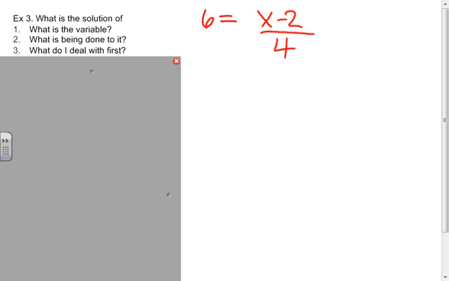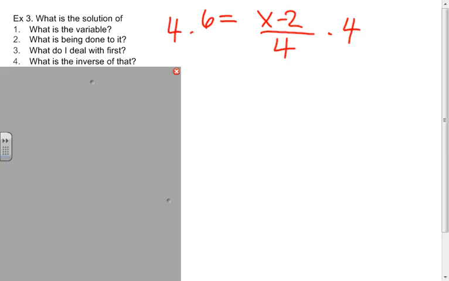Which one do I deal with first? Well, the 2 is up on the same line as the x. The 4 is way on the bottom. So we say that the 4 is farther away. So we have to deal with dividing by 4 first. The inverse of dividing by 4 is multiplying by 4. And again, we have to do it to both sides.